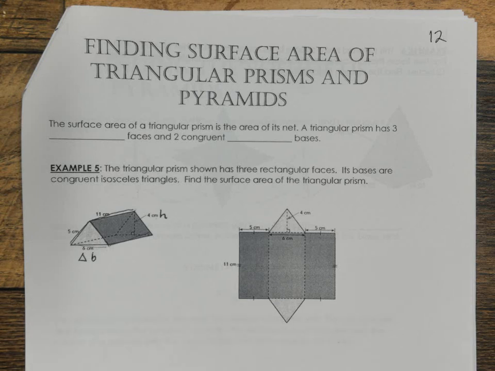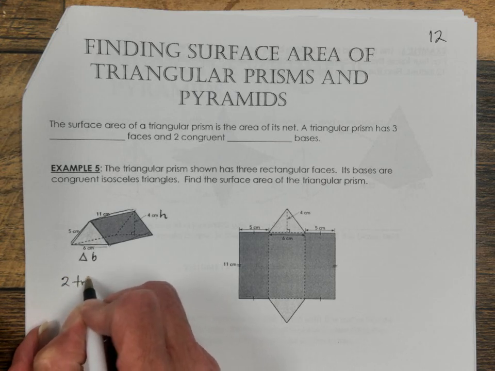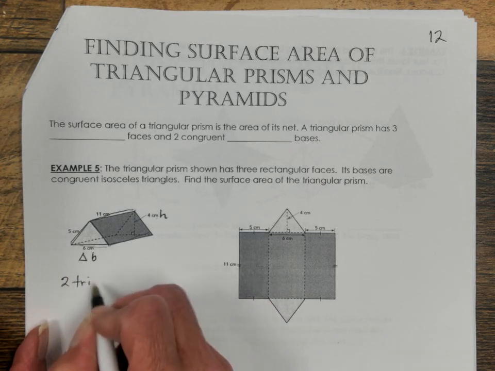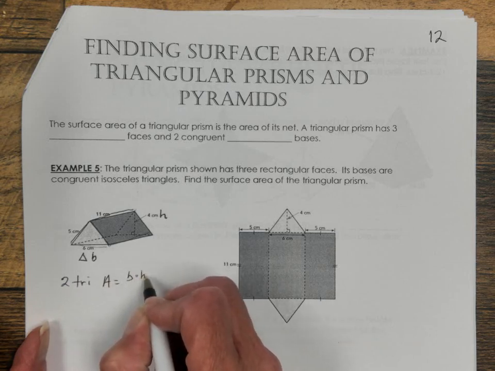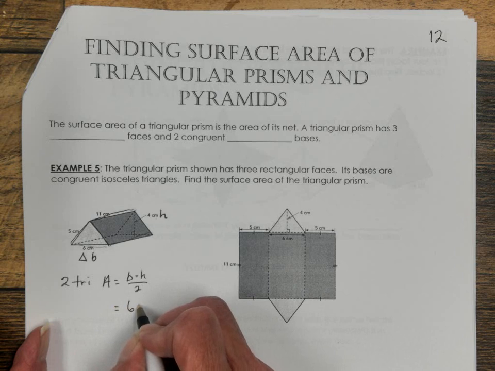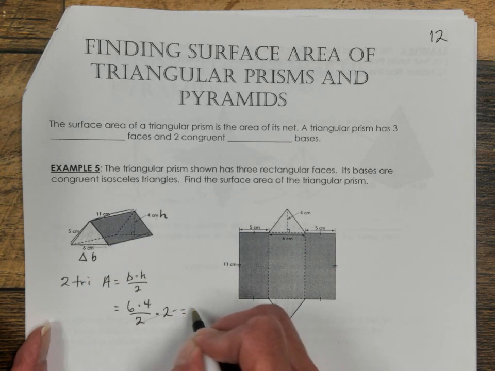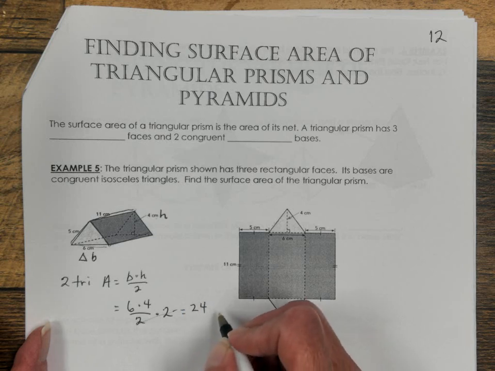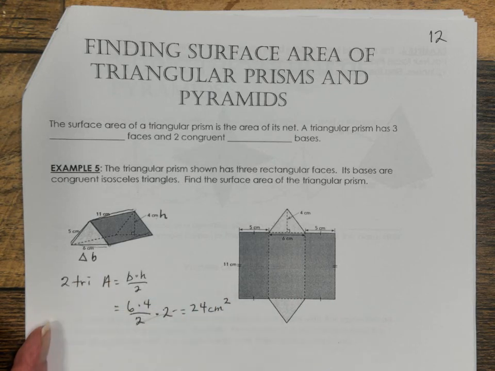I like to break it down into the face sets. So let's start with the 2 triangles. So my 2 triangular faces, and the area equation for triangles is base times height divided by 2. So I would fill that in. My base is 6, my height is 4, divided by 2, but I'm going to multiply it by 2 because I've got 2 of them. So that would reduce down, and I would simply get 24 centimeters squared, and that is the 2 triangle area part.